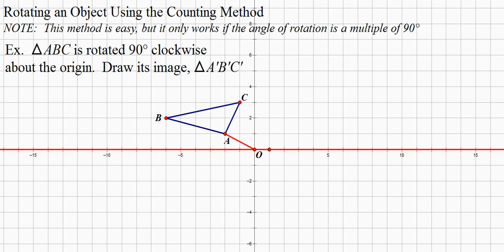I could go 1 to the right and 2 up. That's one possibility. Another possibility is I could go 2 to the right and 1 up. So I know that one of these 2 points has to be my A prime.